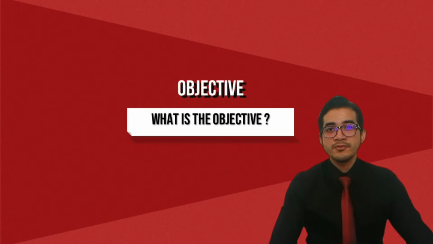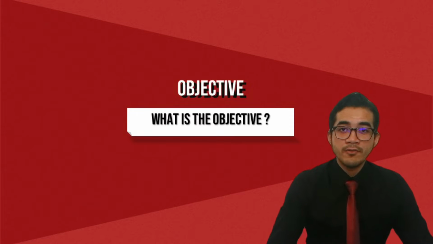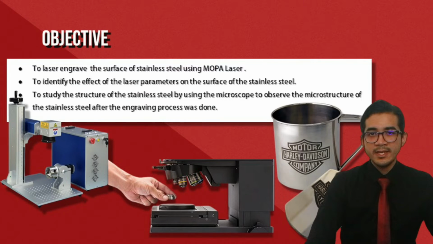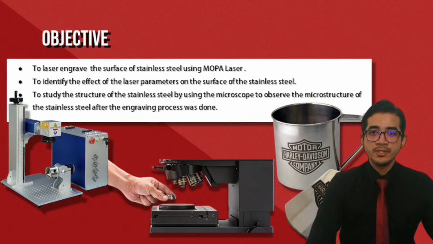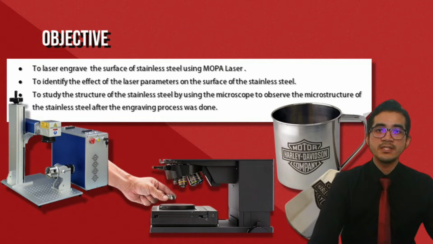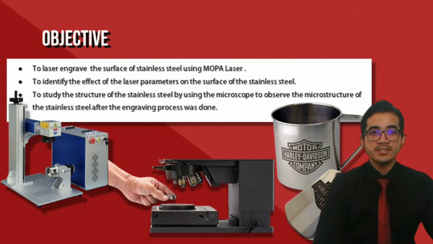Next, we're going to move on to the objectives of my PSM. For this project, there are three main objectives. The first one is to laser engrave the surface of stainless steel using a MOPA laser. Second is to identify the effect of the laser parameters on the surface of the stainless steel. And the last one is to study the structure of the stainless steel by using the microscope to observe the microstructure after the engraving process was done.